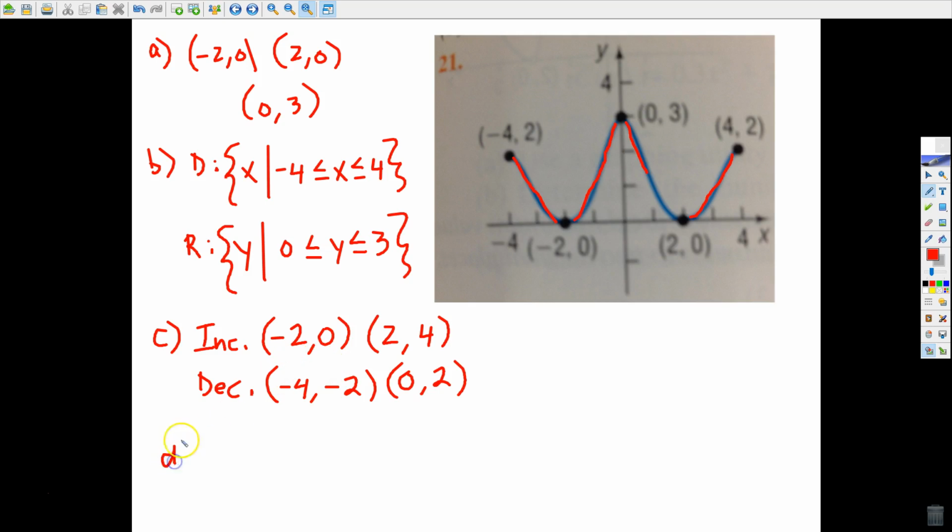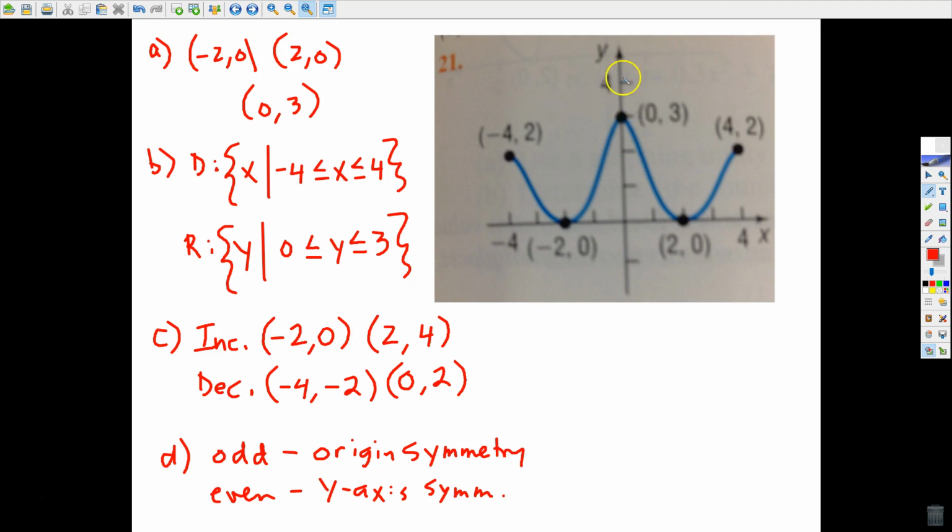Okay, so letter D, this is a topic that we haven't addressed yet. Determine whether the function is even, odd, or neither. So let me just give you a way that you can remember that. For a function to be odd, that means it has origin symmetry. Okay, write that out for you. For a function to be even, it has y-axis symmetry.